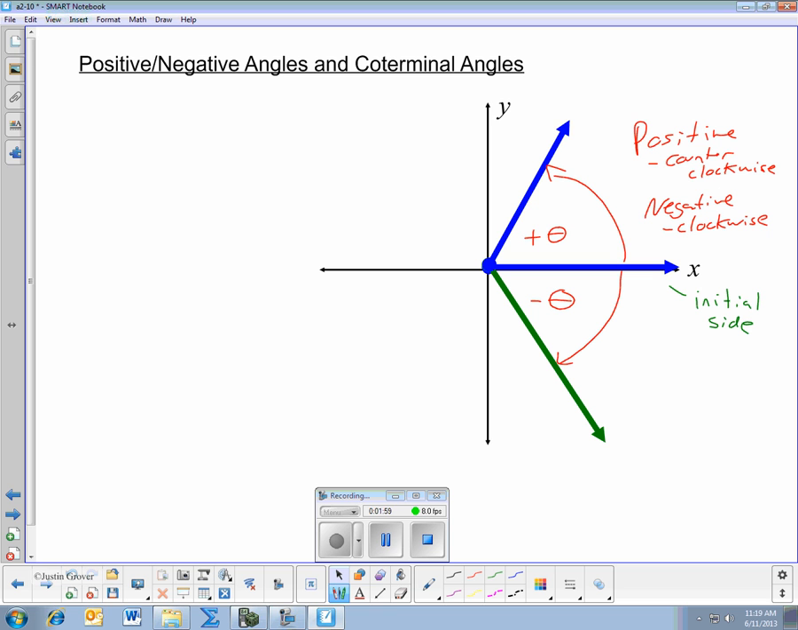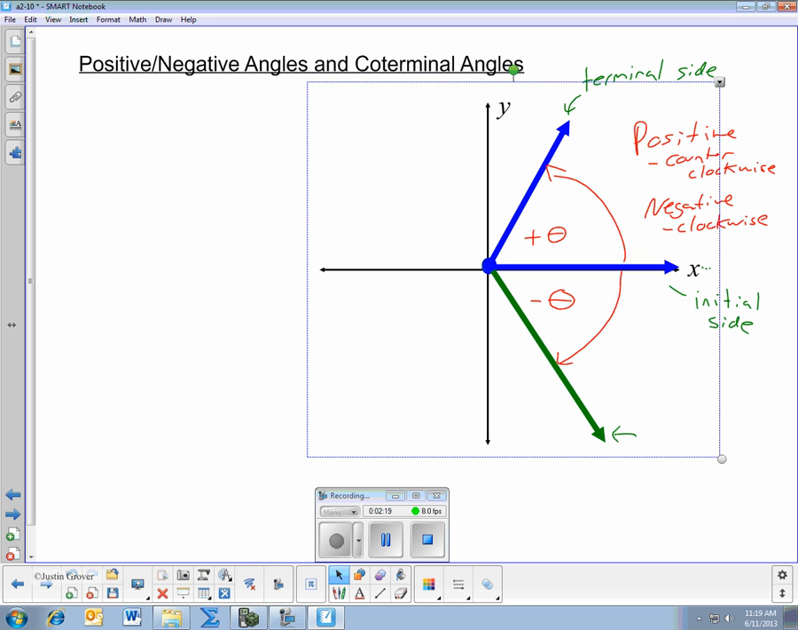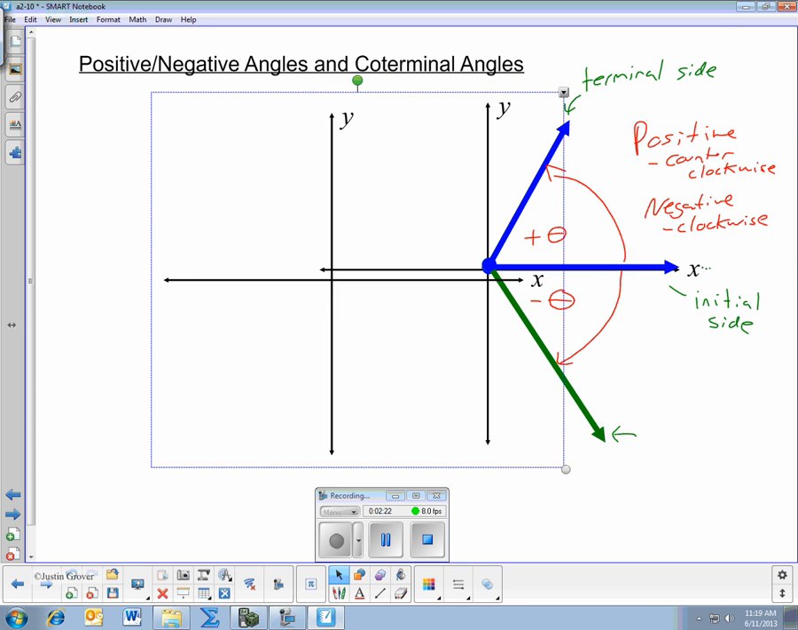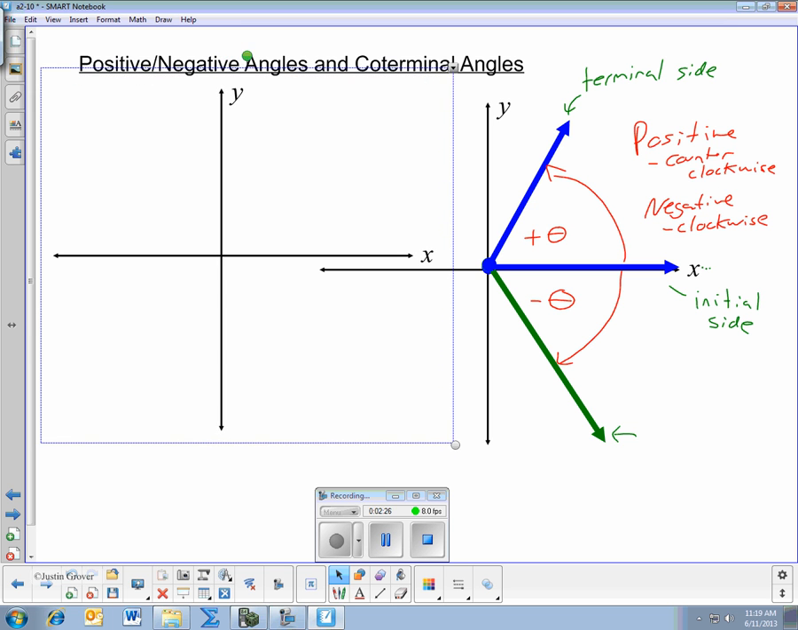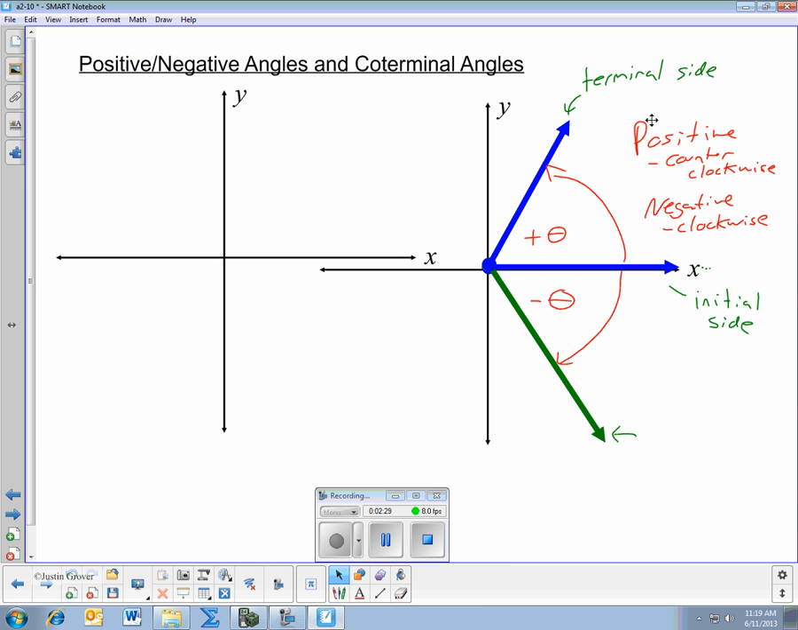So if this is the initial side, then this would be called the terminal side. That's where the angle stops, and that could be here or here. That would also be the terminal side. And so this concept of coterminal is basically saying that angles can be clockwise or counterclockwise and still be coterminal, basically meaning that they end in the same place.